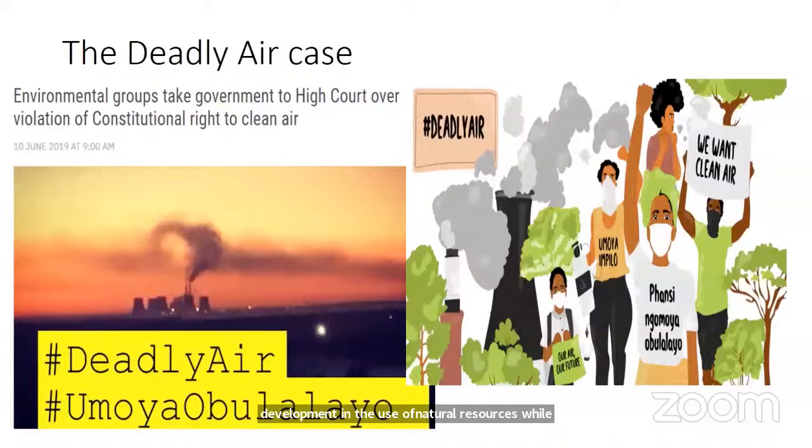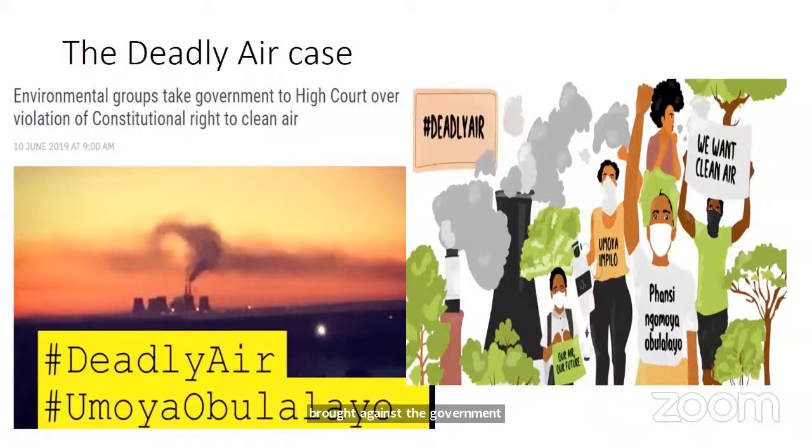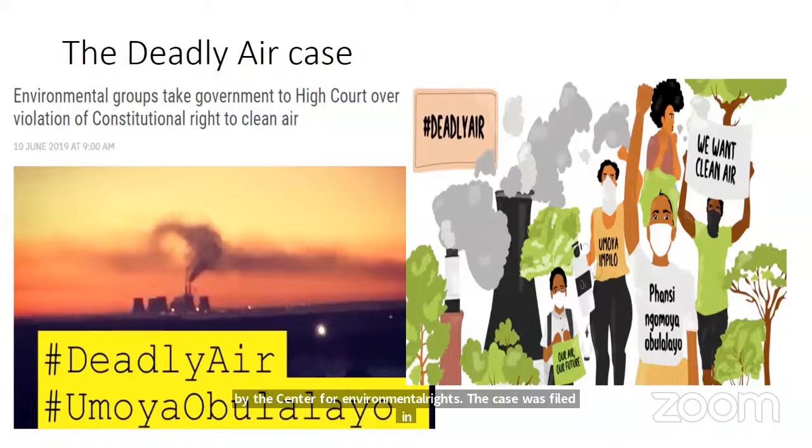So the case, which is referred to as the Deadly Air case, was brought against the government by two environmental justice groups, groundWork and Vukani Environmental Justice Movement in Action. These groups were represented by the Centre for Environmental Rights. The case was filed in court in June 2019 on the grounds that government has violated the constitutional right to a healthy environment for the people living and working in the Highveld Priority Area.